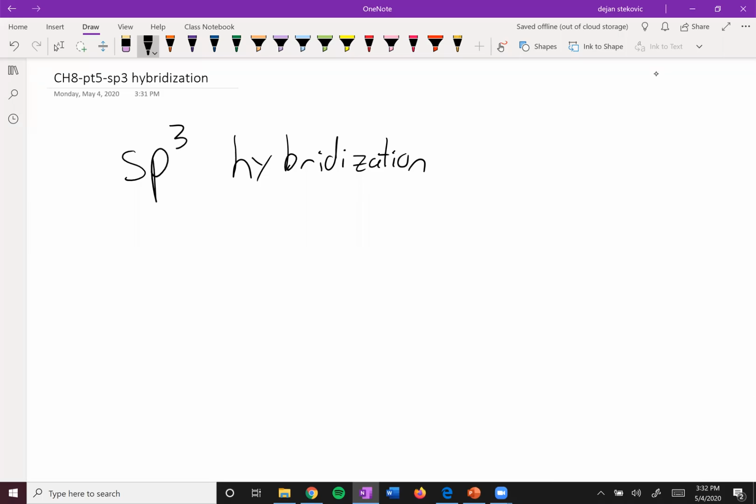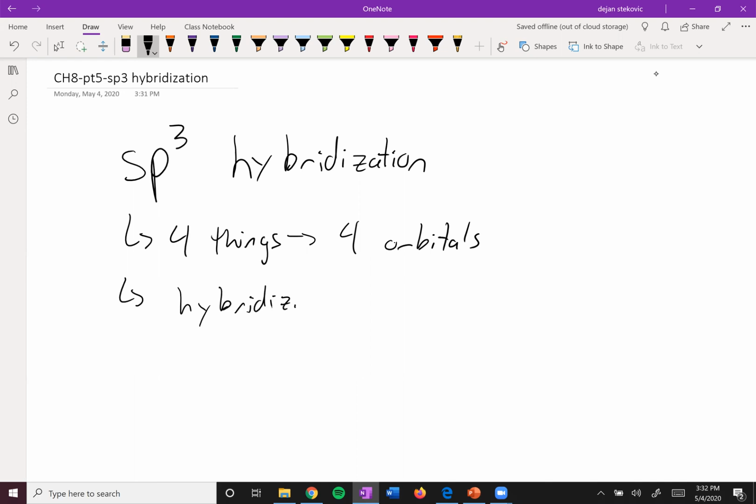All right, so sp3 hybridization, let's start off here. So we're thinking 4 things, 4 orbitals must be sp3. And so remember, sp3, just as the name implies, we're going to hybridize one s orbital with 3 p orbitals. Notice here the 1s and the 3p orbitals, I'm referring to how many orbitals there are. I'm not talking about n, so this s could be a 2s, a 3s, or 4s. I'm just saying that there's one of them.